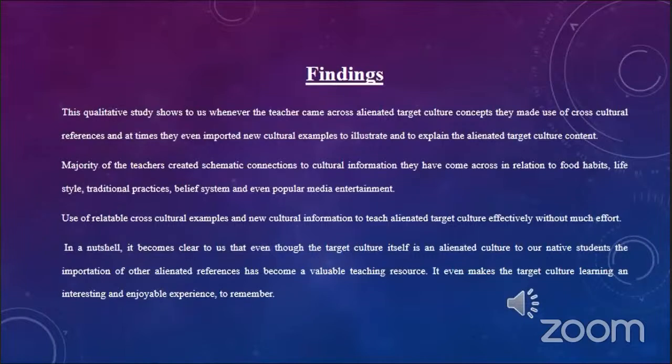Findings. This qualitative study shows us that whenever the teachers came across an alienated target cultural concept, they made use of cross-cultural references, and at times they even imported new cultural examples to illustrate and explain the alienated target culture content. The majority of the teachers created schematic connections to cultural information they had come across in relation to food habits, lifestyle, traditional practice, belief system, and even popular media entertainment. Use of relatable cross-cultural examples and new cultural information helps teach alienated target culture effectively without much effort.